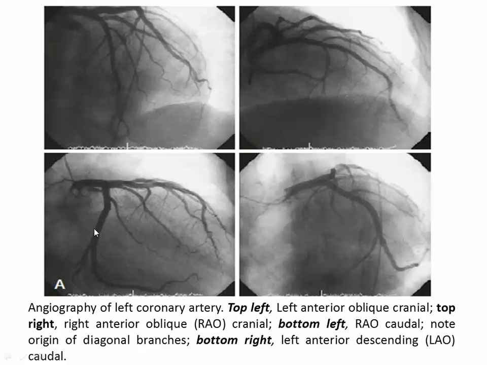Okay. What vessel is this? What view? RAO, yes, excellent. RAO, so this is the spine. And there is no cutting of the left main or proximal LAD by the shaft of the cath. So it's RAO. What are the walls?